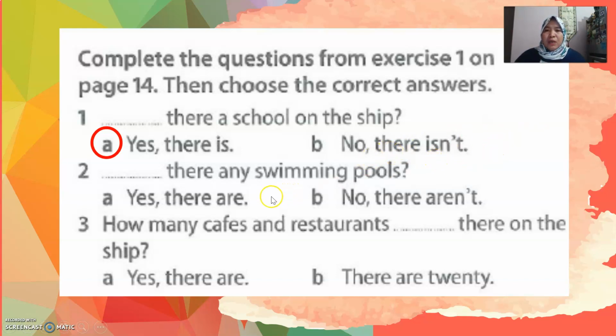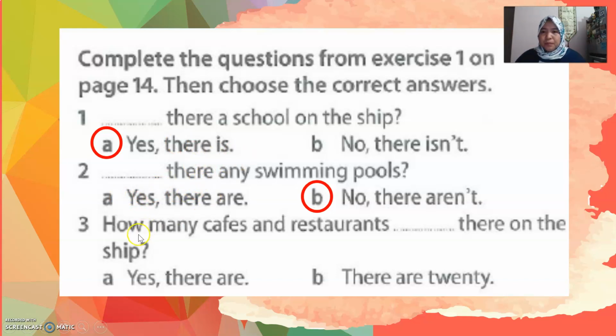Alright. What about swimming pools? So swimming pools refers to plural nouns. So the question would be, are there any swimming pools? So the answer would be no, there aren't. If there is a swimming pool on the ship, then you should answer, yes, there are.